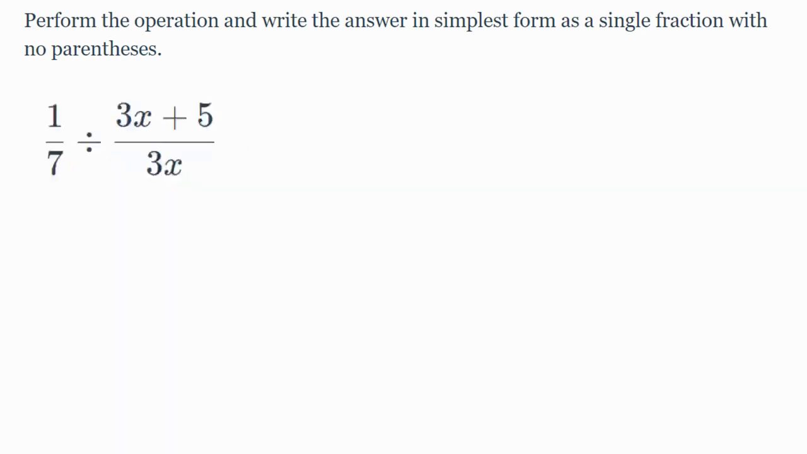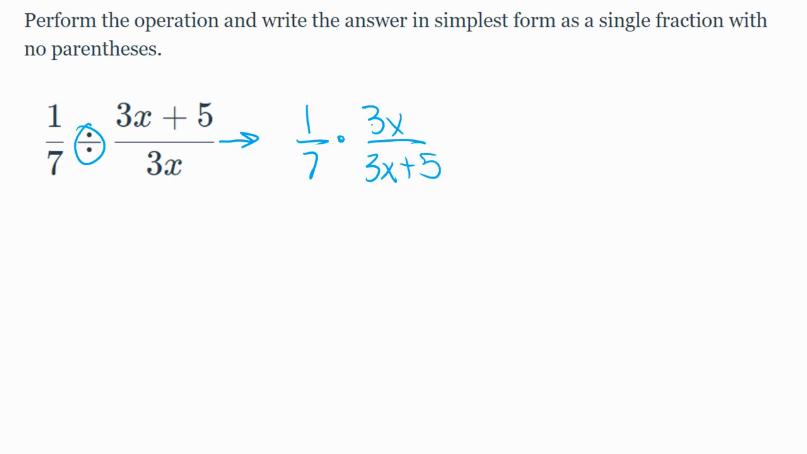And now we look at division of rational expressions, and then we'll simplify. So again, anytime you see division, just think in your brain, it's actually multiplication of the reciprocal. So it's 1/7 times 3x over 3x plus 5. And I often have students right away, they're like, oh, Ms.